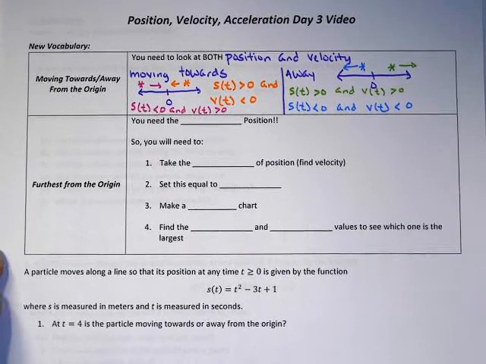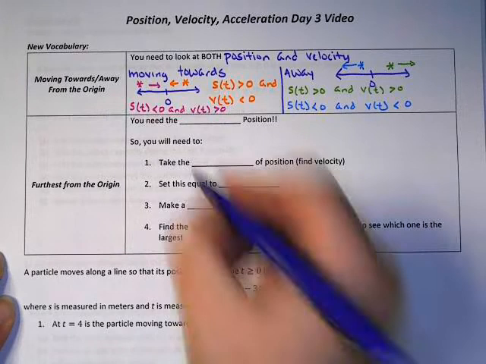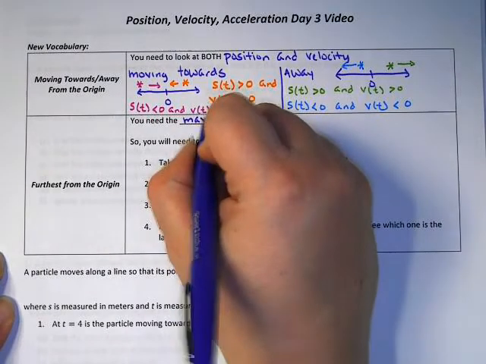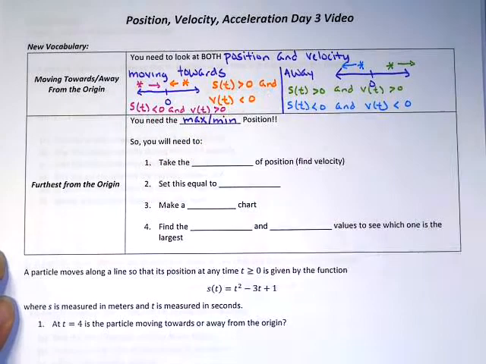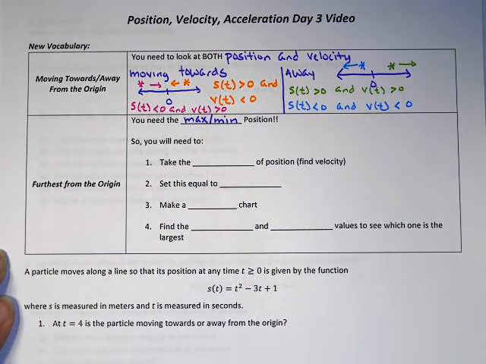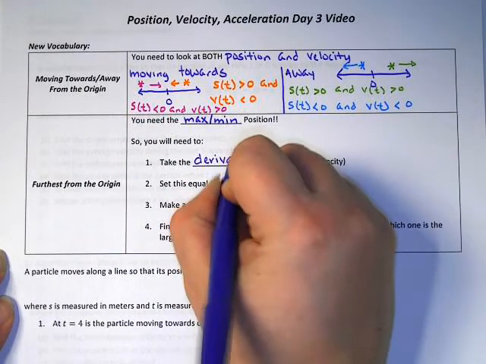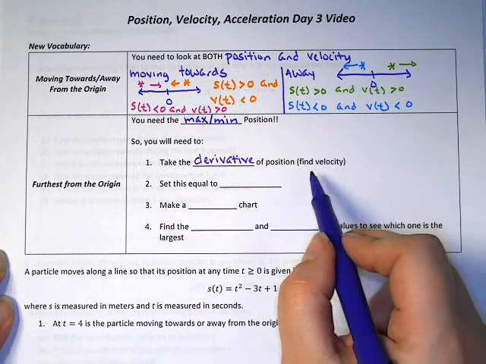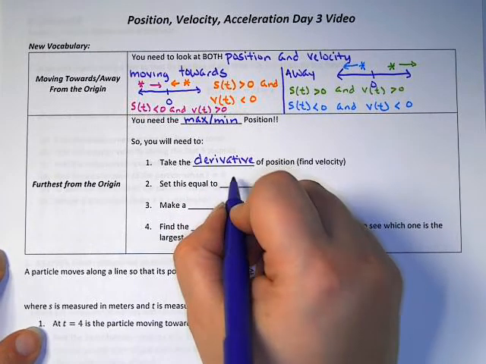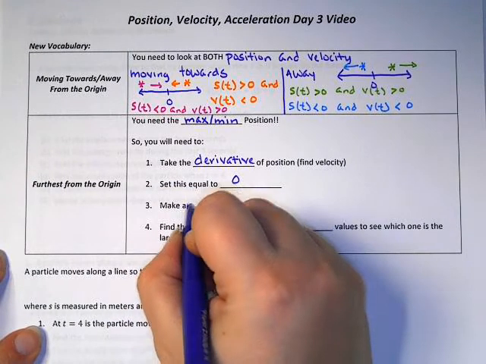Talking about how to figure out when a particle is furthest from the origin, we need to look at the maximum and the minimum position. So hopefully when I say that we're looking for a min or max of the position, you know exactly what I'm talking about. You know that we need to look at the first derivative. So we need to take the derivative of the position, which really means we're finding the velocity function, set this equal to 0, and make an options chart.